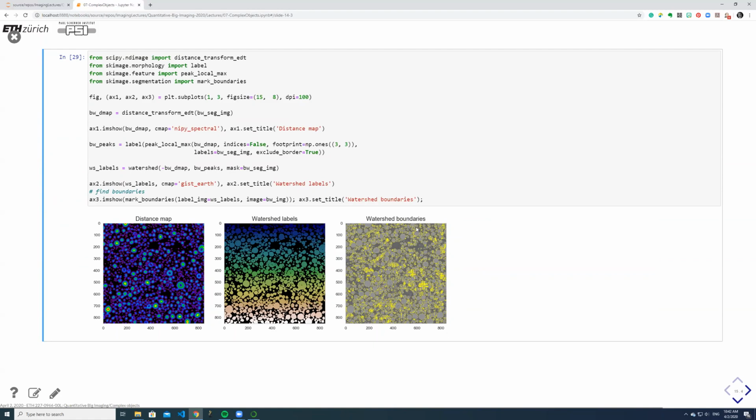Looking at the watershed boundaries, it looks like sometimes we do a good job, and in other cases it looks really crazy, like this one. And that is the well-known over-segmentation caused by the watershed segmentation.